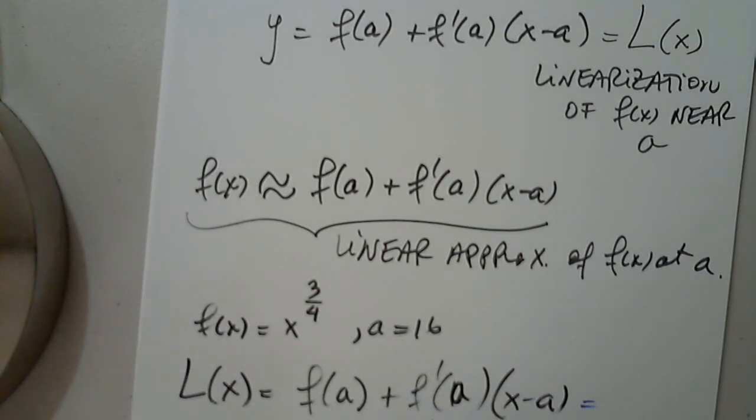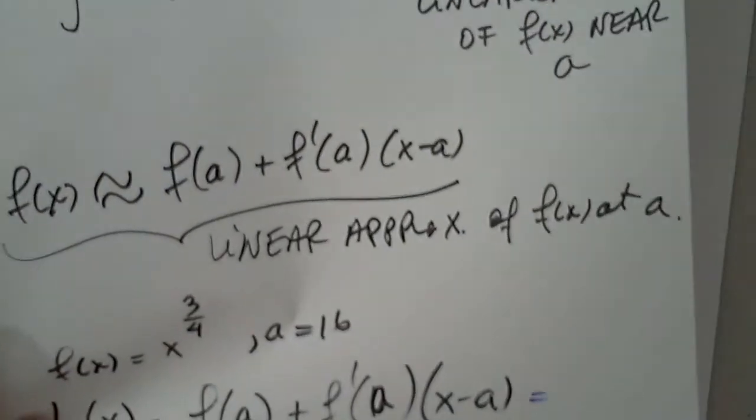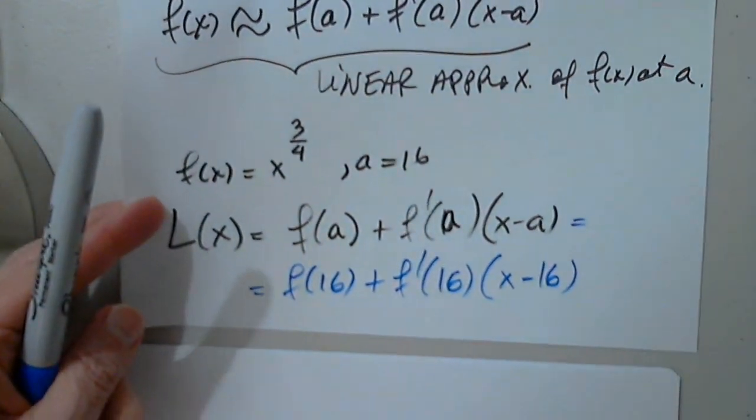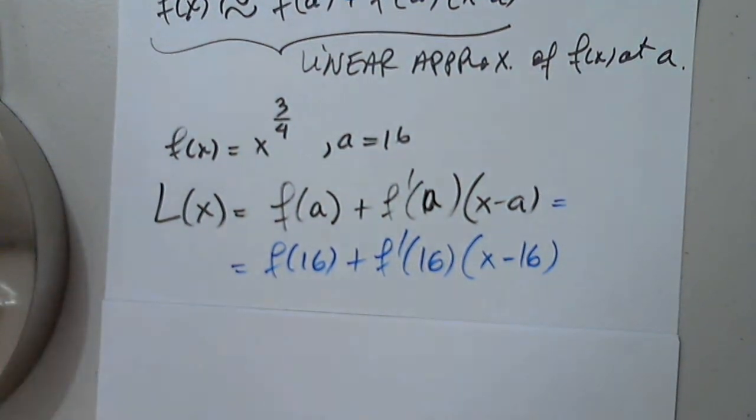And this will be a line. It's the equation of the tangent line to the graph of this function at that point. That's all it is. So now we have to find the derivative, plug in 16 here, plug in 16 in the derivative, and we're done. Okay. So then f of 16, this is what I recommend.